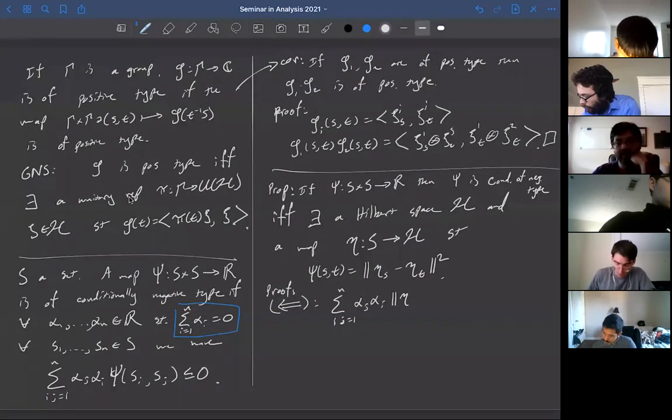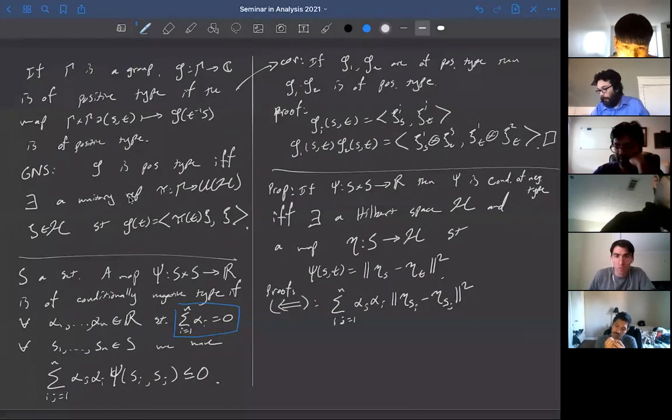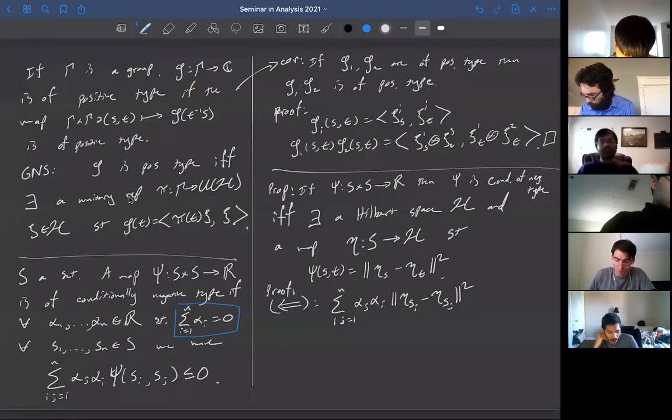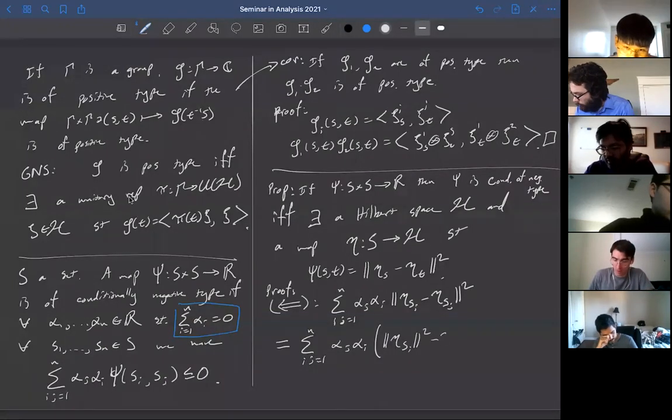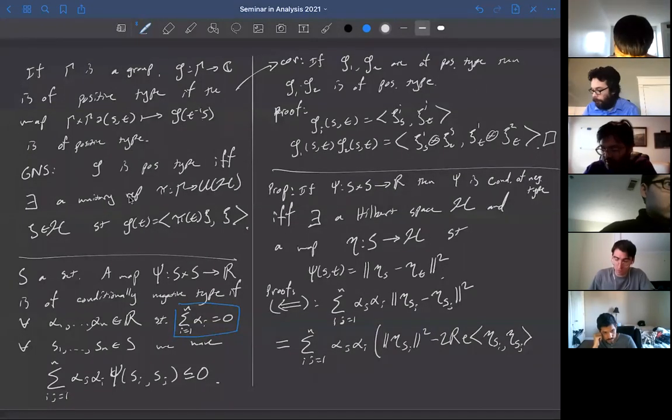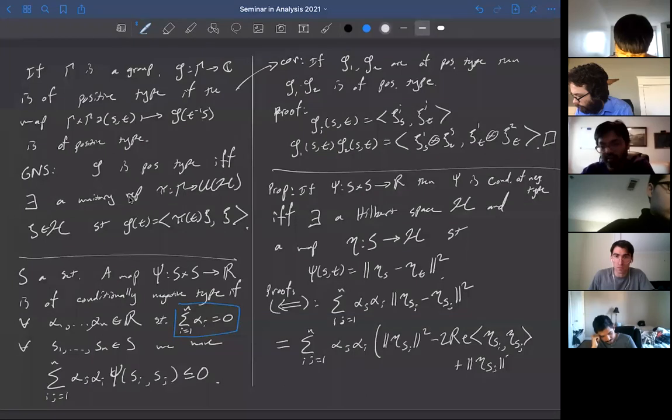And now we have the norm of eta s i minus eta s j, squared. Then we expand this out using the inner product with itself. So this is equal to the sum over i and j from 1 to n of alpha j alpha i, times the norm of eta s i squared, minus twice the real part of the inner product of eta s i and eta s j. I guess if you were in a real Hilbert space, you wouldn't put the real part here, but that's okay. And then plus the norm of eta s j squared.